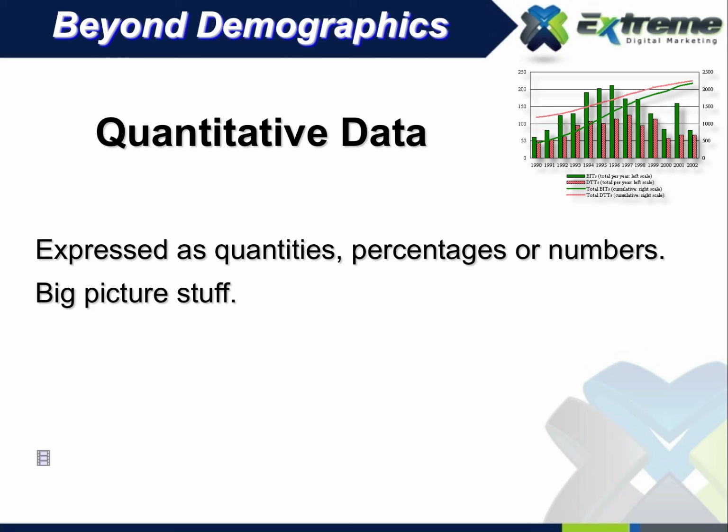Now, there are 2 different types of data that we're looking at when you talk about demographics. One of them is quantitative data. Those are numbers. Those are percentages. They're quantities. It's big picture stuff. But the good thing about that quantitative data is that you can manipulate it. You can put it into an Excel spreadsheet. You can graph it, as you see in the top right. You can do percentages. You can look for trends. That's really important to have a good set of quantitative data if you're trying to forecast.